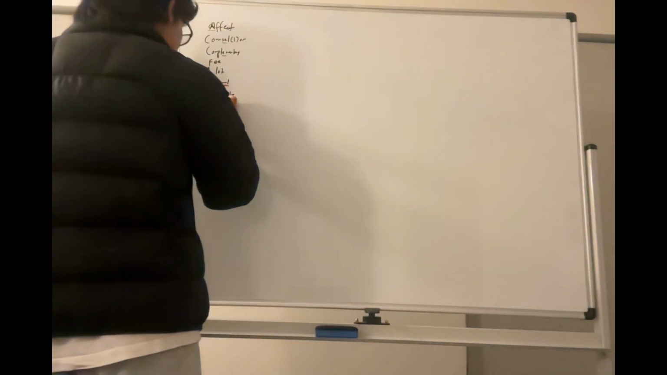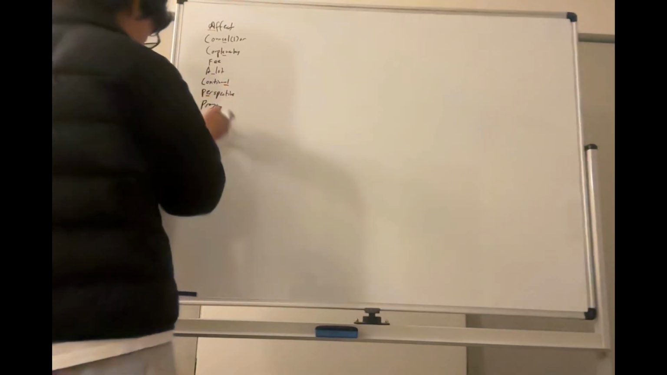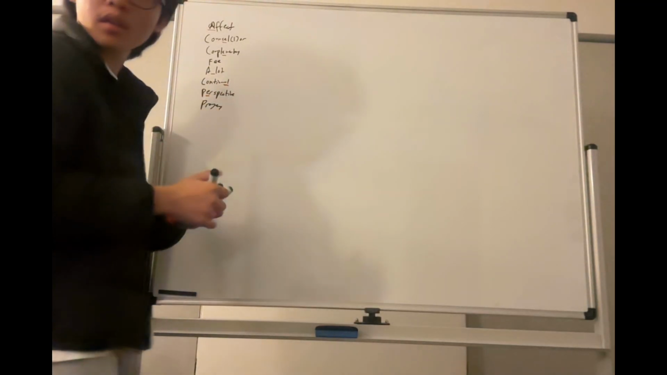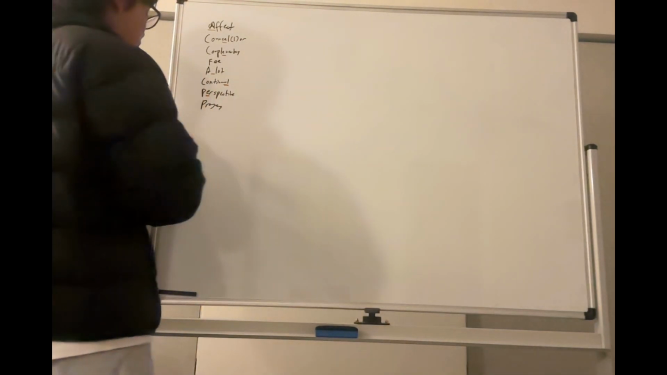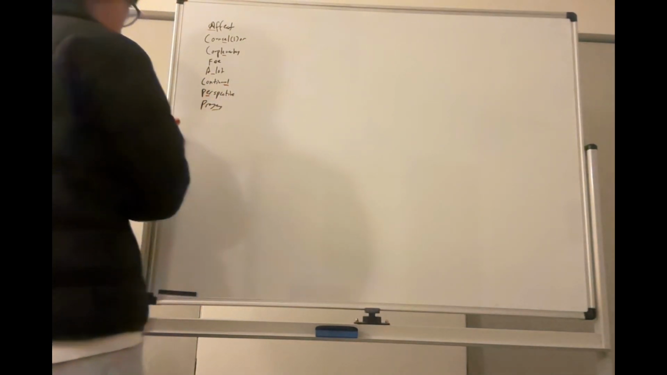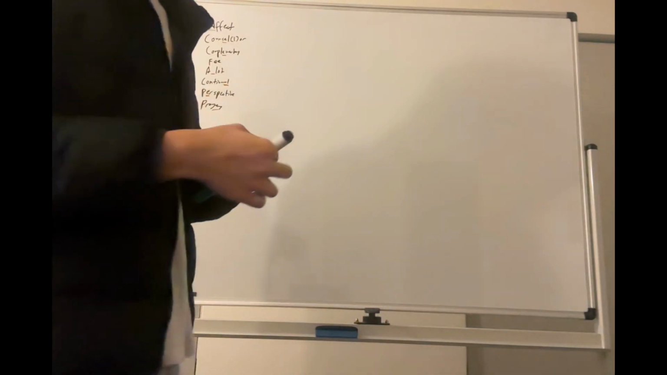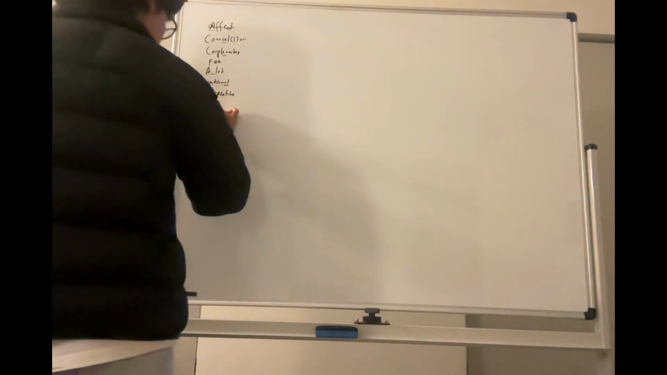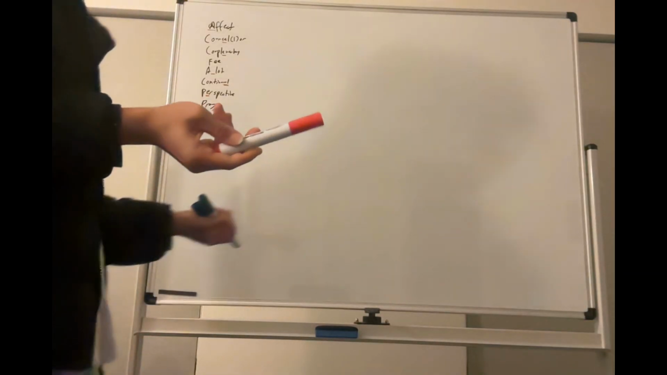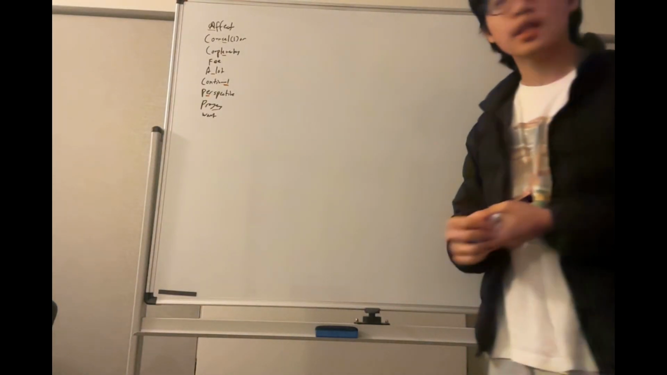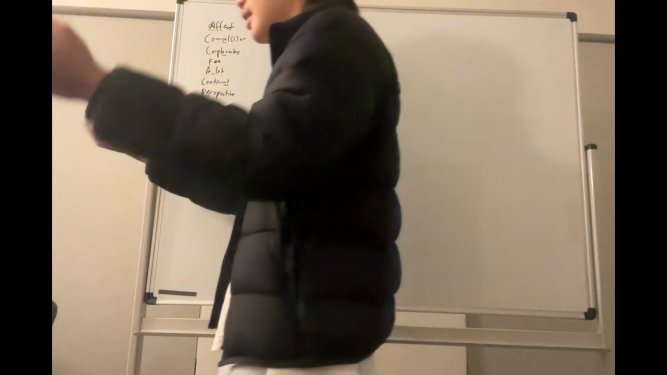Progeny. It's very simple. It's offspring. I don't think this one will be confused by that many people because it's a relatively uncommon word. Wont. It means to loathe. You probably know what the commonly confused one for this is, but it means to loathe. He was wont to do exercise.